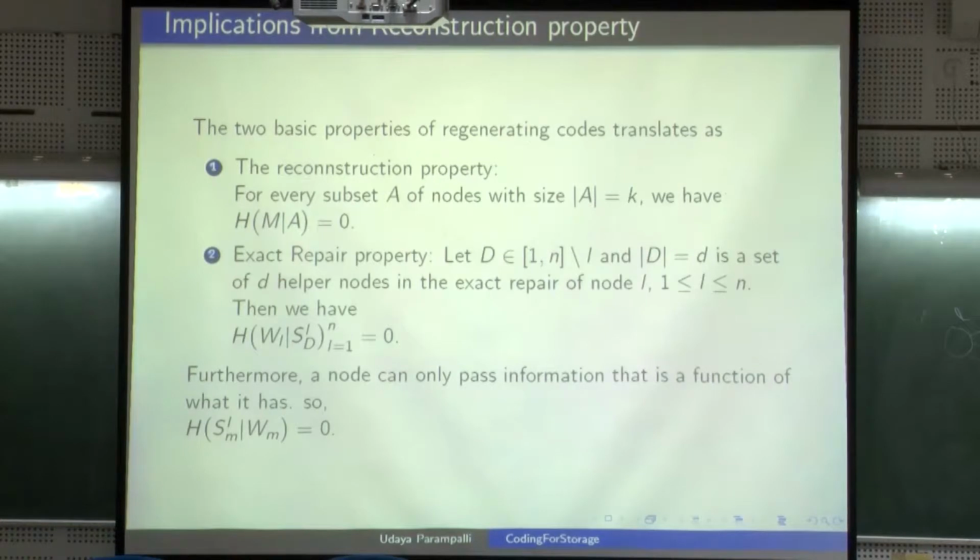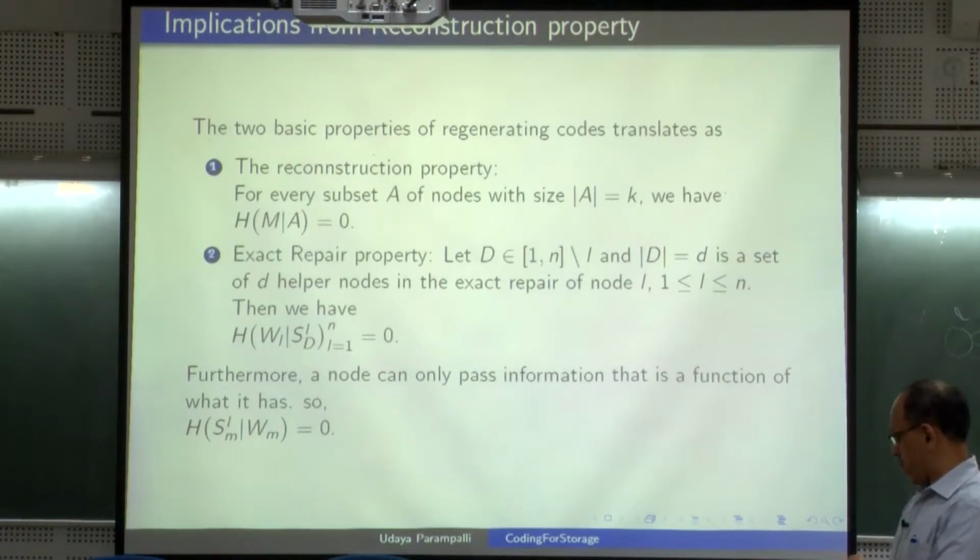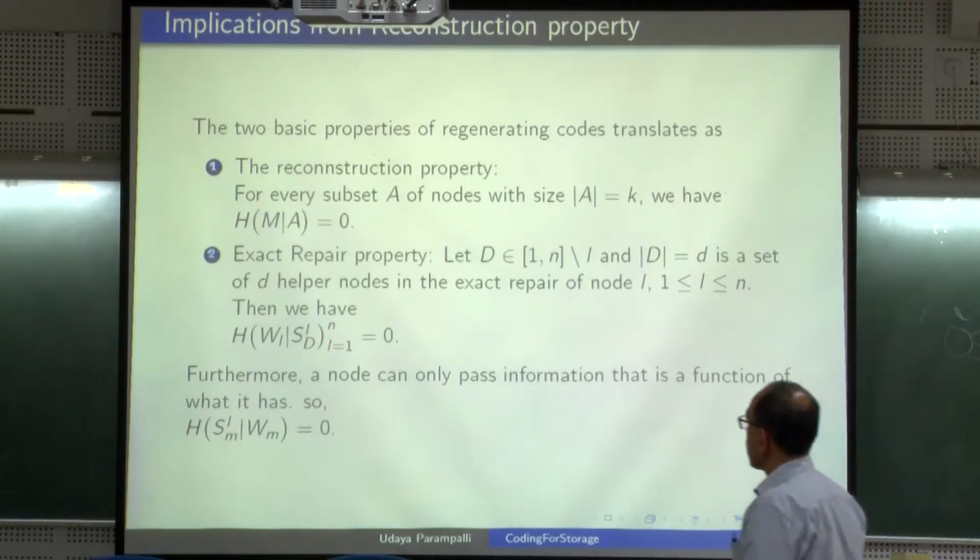Clear? Sir, the notation in the second bullet, W_l given S_Dl, l is equal to 1 to n. What does it mean?